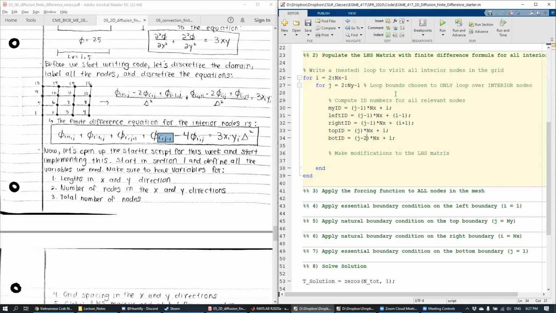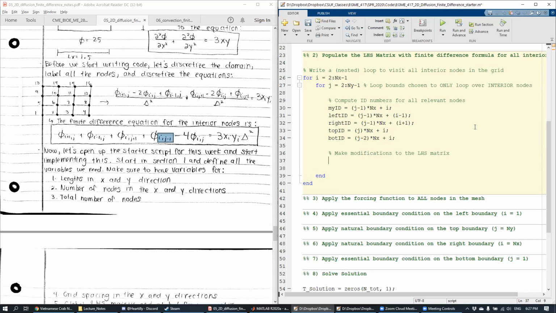All right. Now that we've computed all the ID numbers, we're ready to make the modifications to the left-hand side matrix. We need to make 5 modifications here, one for each of these different terms and for each of the different IDs. All of these lines are going to start the same, with my ID, because we're modifying this matrix one row at a time. Remember, what we're basically doing is inserting this equation here into our matrix, and we're doing it by the row. So we're modifying the row in the matrix that has to do with this equation right here.